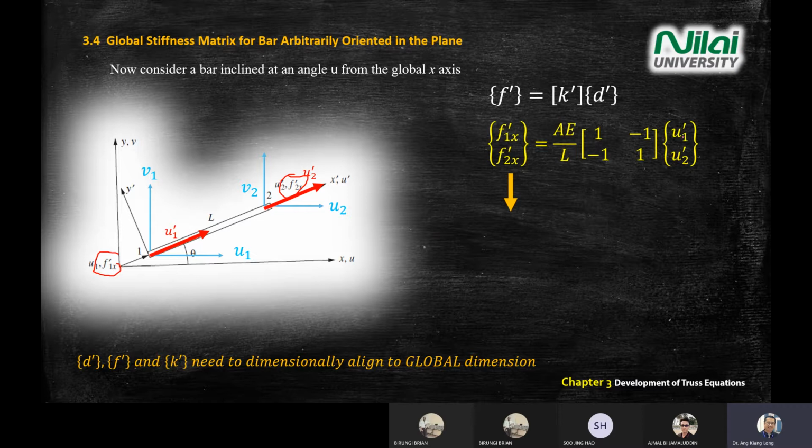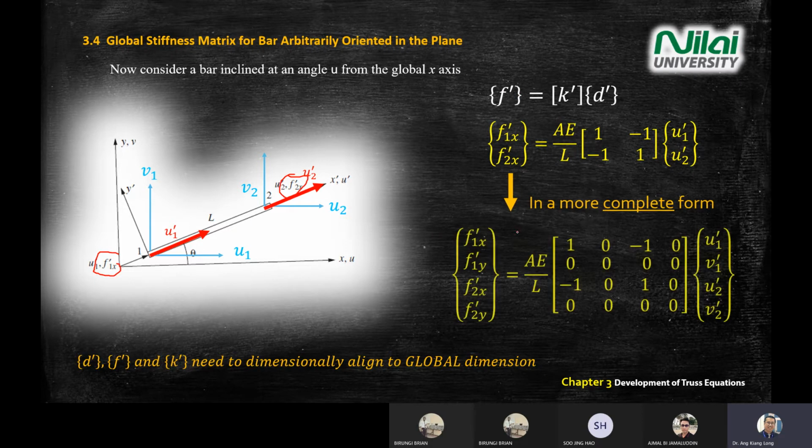And the displacement is U1 and U2 with the prime, because we are looking at prime dimension or local dimension. Then we need to convert into the global dimension. For example, in this case, we convert this one into a complex form. This one into this one because we add the y component for the forces. And we add the v, the u inside there. Okay, so this will be useful in your test or exam or even assignment.